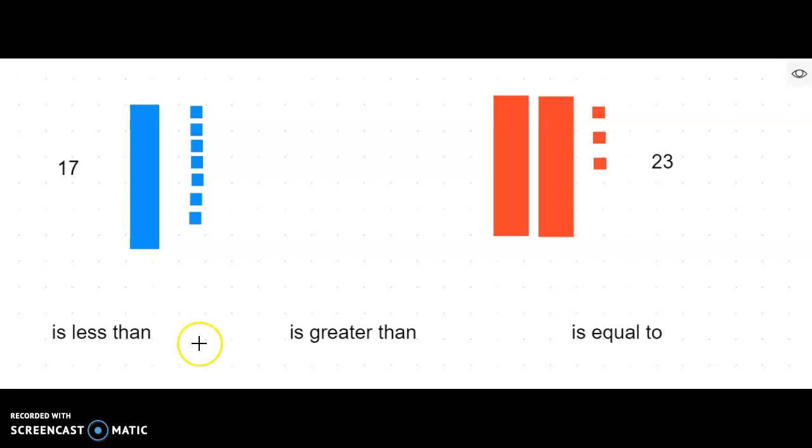And I have to decide whether 17 is less than 23, whether 17 is greater than 23, or whether 17 is equal to 23. So I want you to go ahead and figure this out for me. Is 17 less than 23? Is 17 greater than 23? Or is 17 equal to 23? Now, I think 17 might be greater than 23 because 17 has 7 ones and 23 has 3 ones. But what do you think?